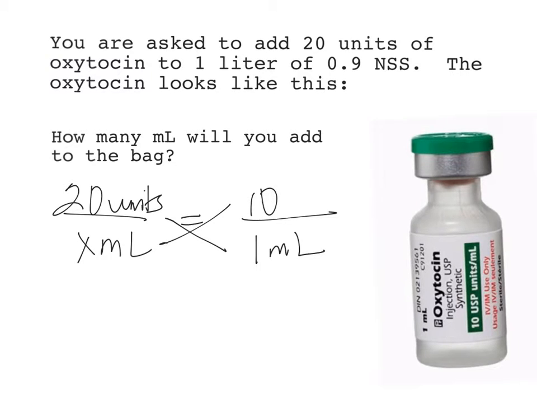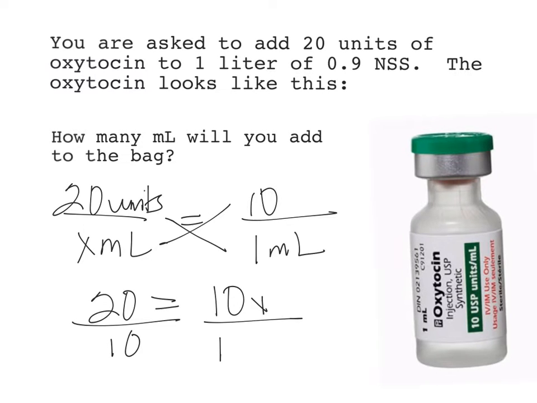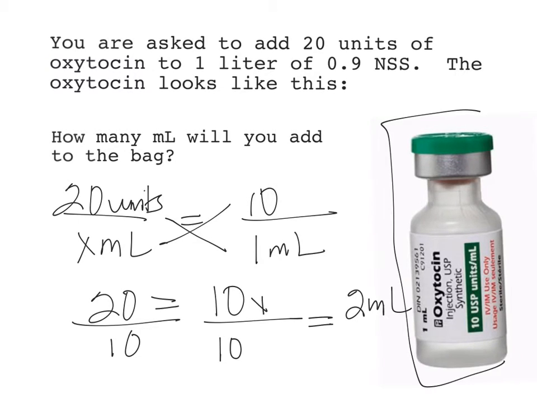Ratio proportion, you cross multiply. So 20 equals 10x, solve for x, equals 2 mLs. You need 2 of these little vials, okay? 2 mLs of oxytocin. And that's how that works.